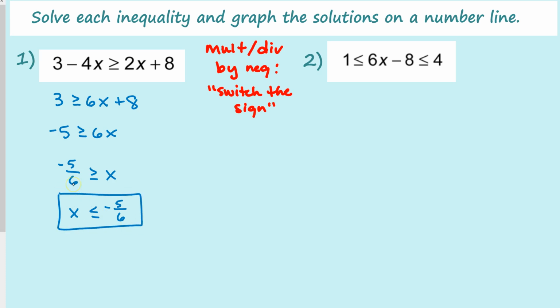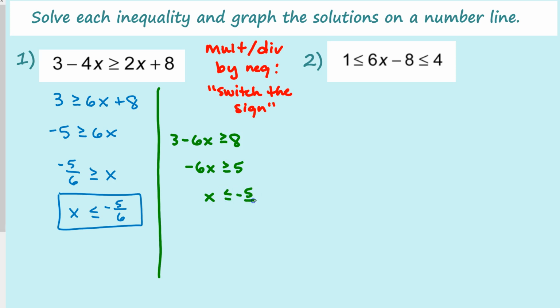Now suppose that you had actually done your steps in a slightly different order, and suppose that you had subtracted 2x from both sides of the inequality, so you would have 3 minus 6x is greater than or equal to 8, and then you subtracted 3 from both sides, so negative 6x is greater than or equal to 5, and then you divided both sides by negative 6. Because you're dividing by a negative, you reverse the inequality, so now we have x is less than or equal to negative 5/6. So that's the same answer. As long as you're using your algebra correctly, you can do it either way, and the answer should turn out the same.